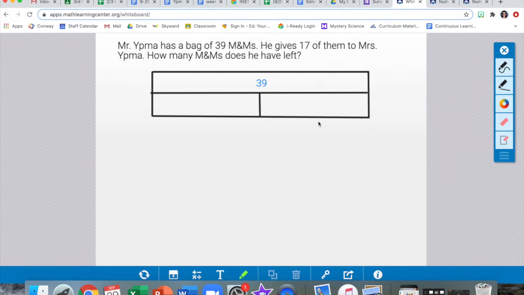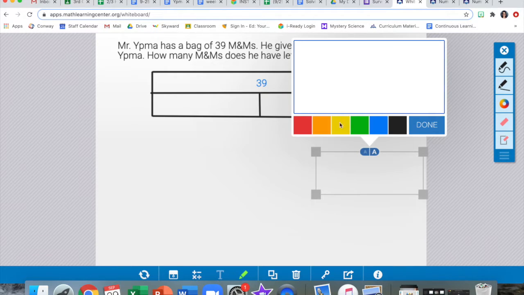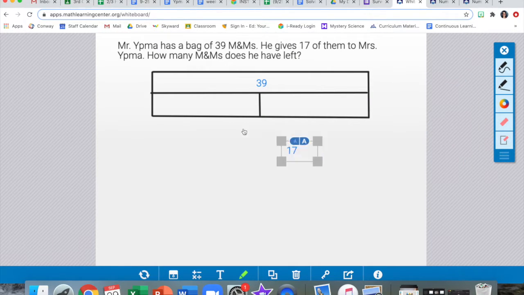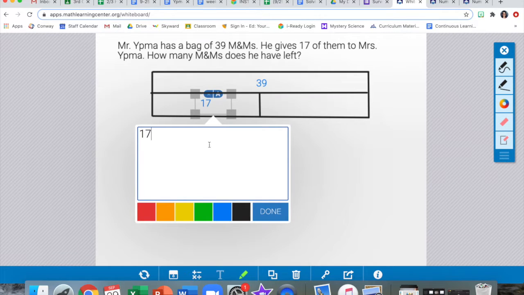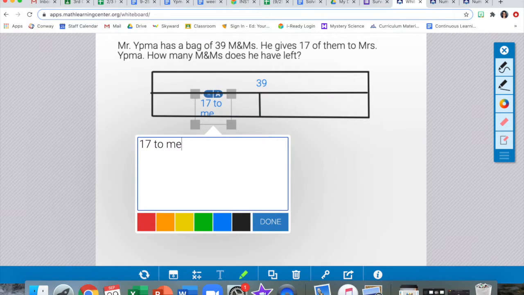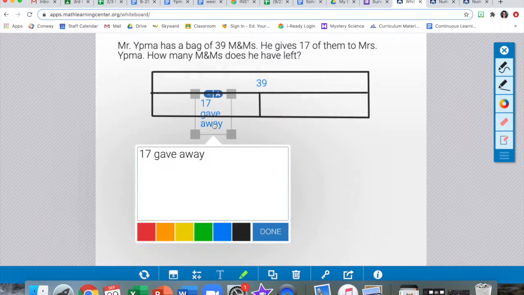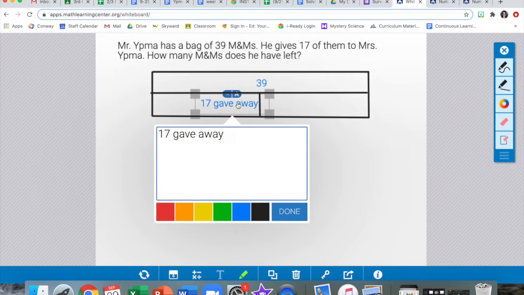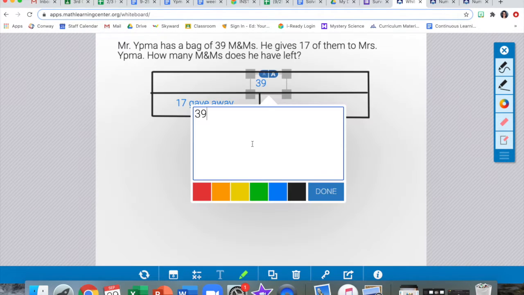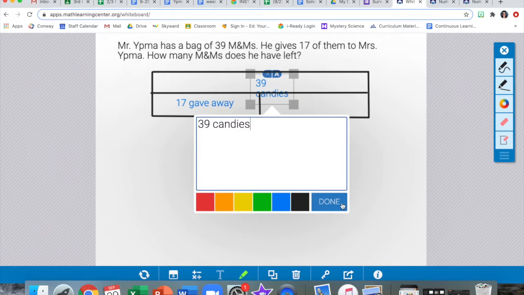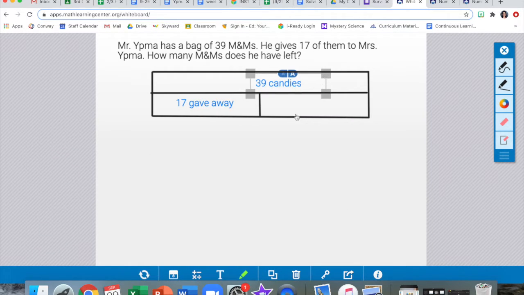What did you put in the two part places? If you haven't thought about that, pause the video. Okay, well, one of the parts we know, he gave 17 of them to me. So that's the part he gave away. In fact, I'll add 17 to the chart as how many he gave away. Let's go back up and label this one while we're here. And then our mystery is how many he had left.